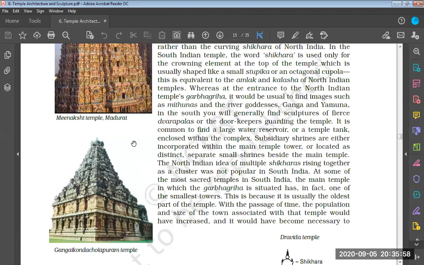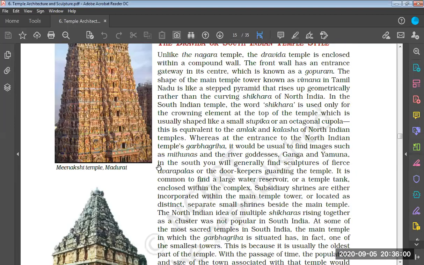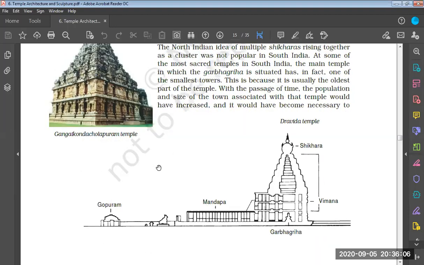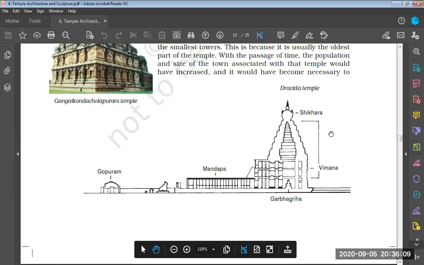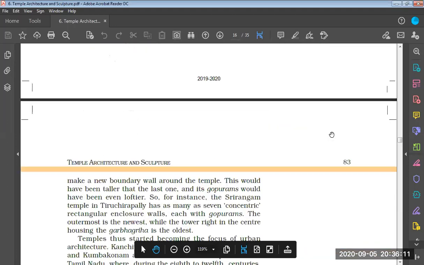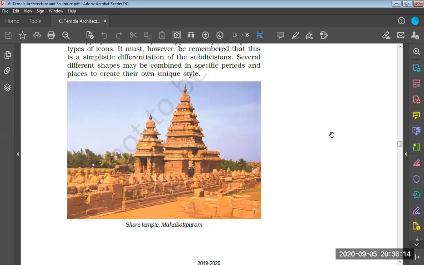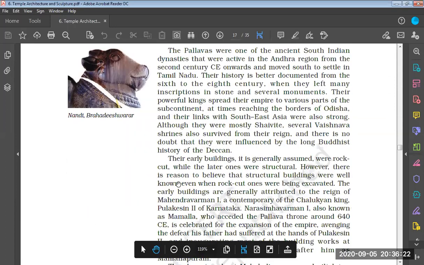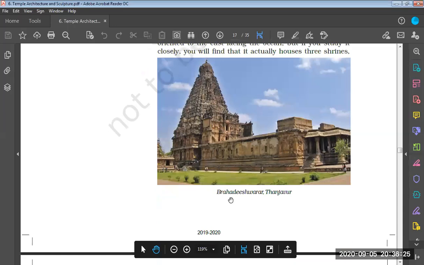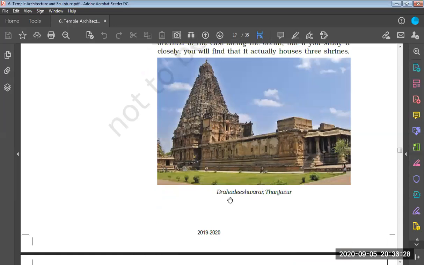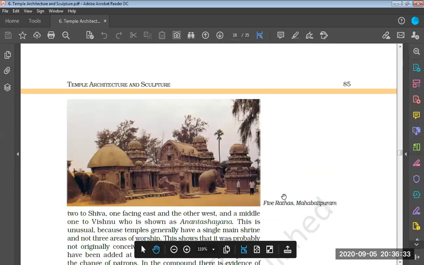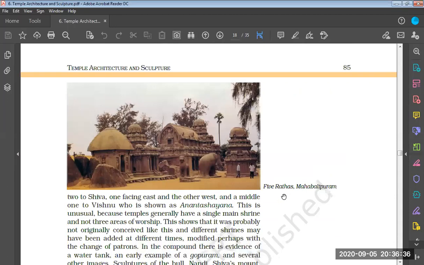Images are there, three images that we will learn: Meenakshi temple at Madurai, then Gangaikonda Cholapuram temple, then the general features of the South Indian temple, then Shore temple at Mahabalipuram, Nandi at Brahadeshwara, then Brihadeshwara at Thanjavur. Another image, five rathas at Mahabalipuram.